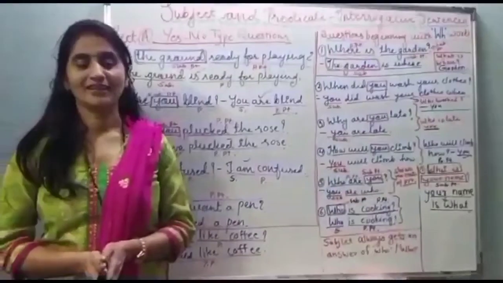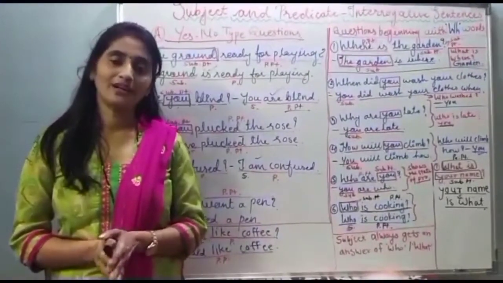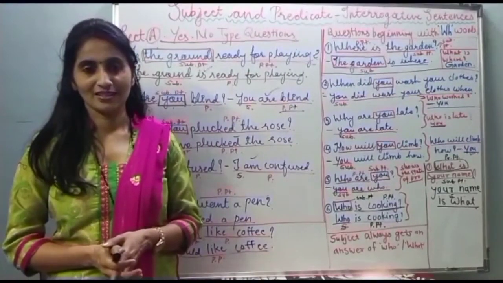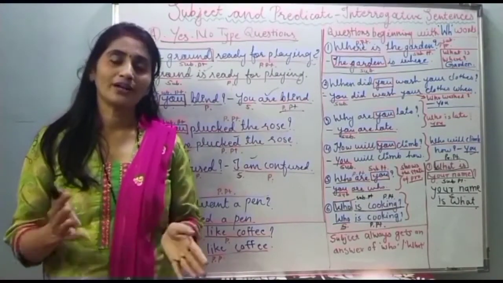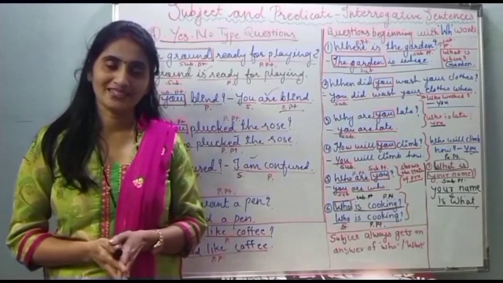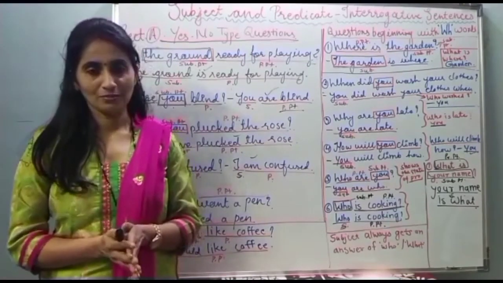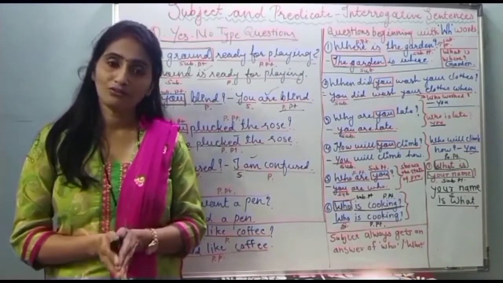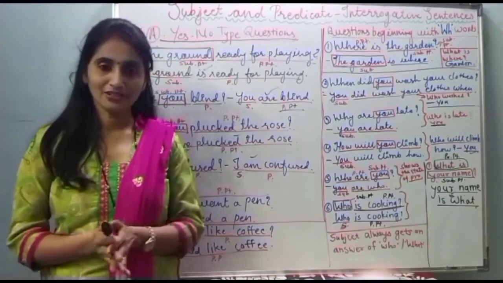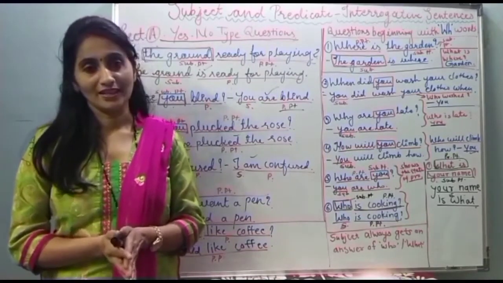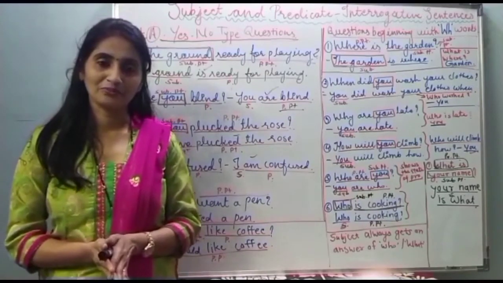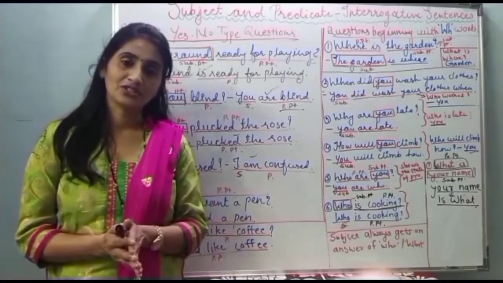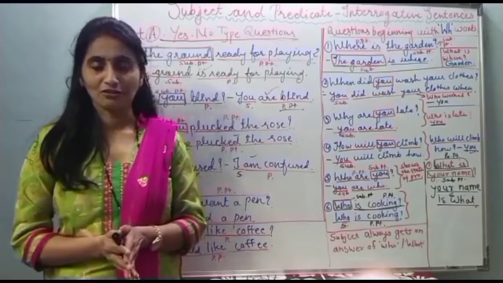Everyone, welcome back. In the last lecture we studied how to identify the subject and predicate in the declarative and imperative sentences. Today we are going to study how to identify them in the interrogative sentences. But before we begin the chapter, let me make one thing very clear to you. Some people are of the view that there is no subject in the interrogative sentences. Some say that it is there and we can find it out. So today we are going to study the way in which we can identify the subject and predicate in the interrogative sentences.